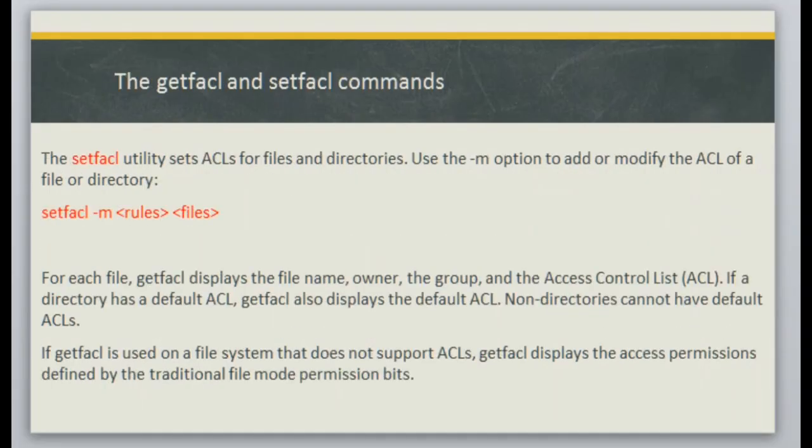So the getfacl and setfacl commands are how we alter the ACL, the access control list. So the setfacl utility sets ACLs for files and directories. Using the -m option, we can add or modify the ACL of a file or directory. So we see that command here, setfacl, -m, and then the rules we want to apply, and then the files we want to apply them to.